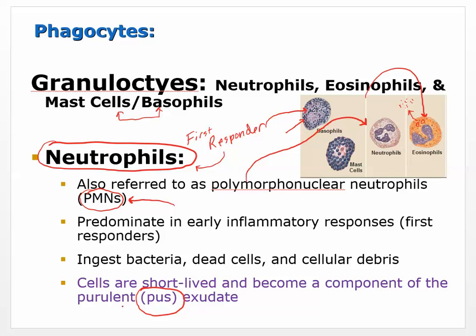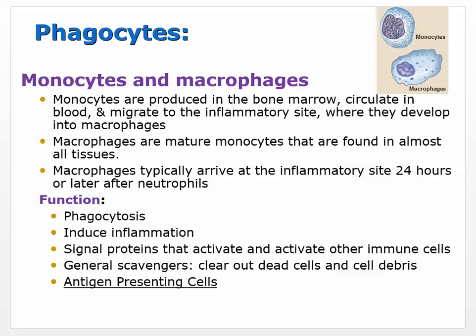They produce pus, which we will call a purulent exudate. So an exudate is just something that is moved out into the extracellular fluid. It exudes out, and purulent refers to pus, and that's what the neutrophils really are, the pus. I mean, it's all those dead cells that make up the pus.